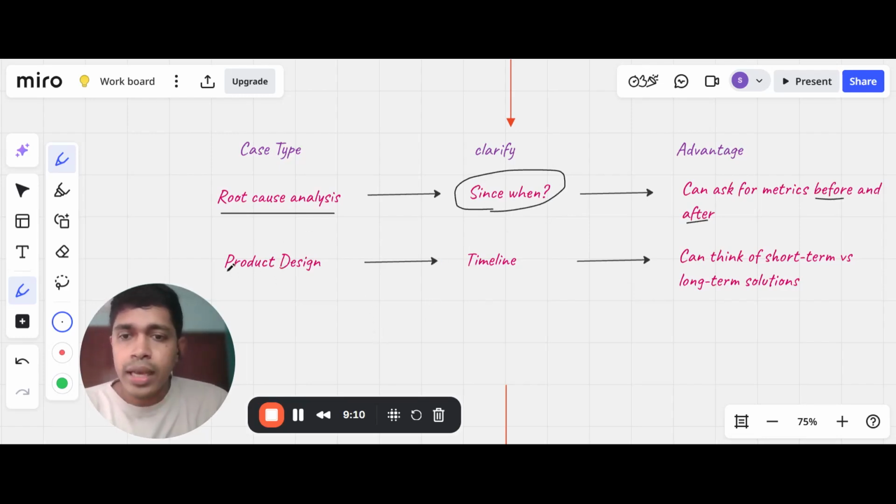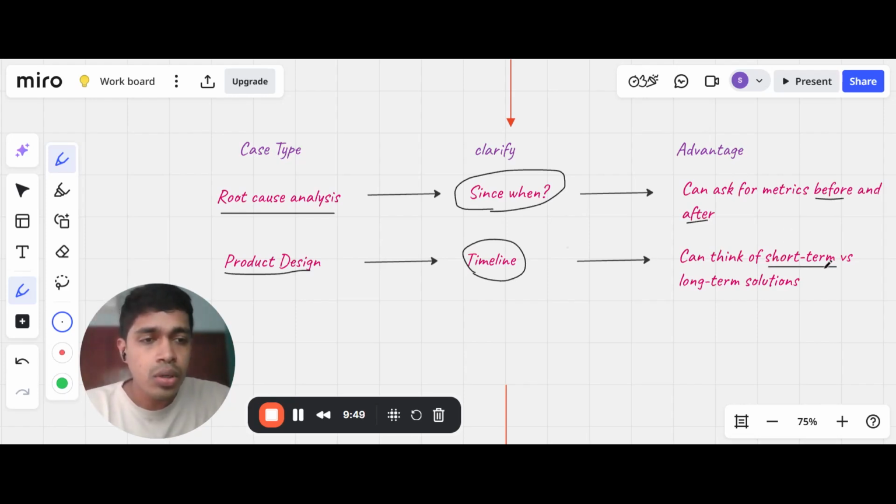And another type of product case is product design. So if the question is a design type question, I usually ask about the time, because we'll be asked to design an onboarding flow or design a feature or design a whole product. In all those cases, if we know that, okay, we have only 1 month time or we have 2 years time to develop this or to test it, right? So the solution will be a bit different in both cases. Depending on the timeline, you can think of short-term versus long-term solutions. So that is why timeline becomes important in these two types of cases.